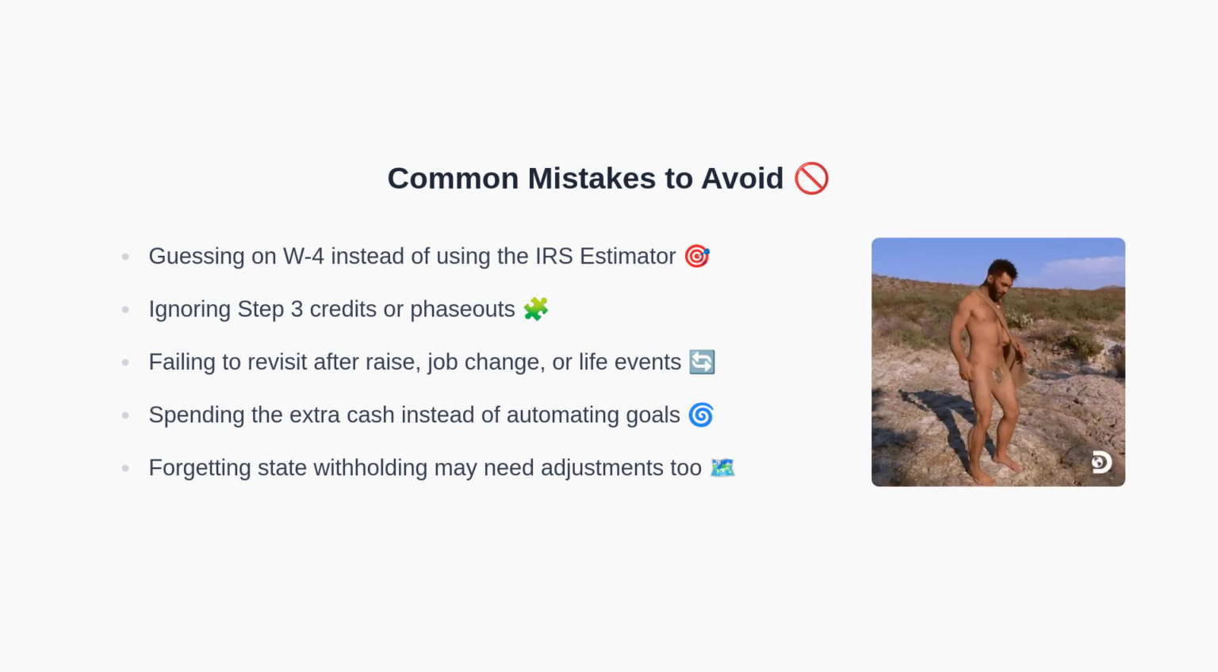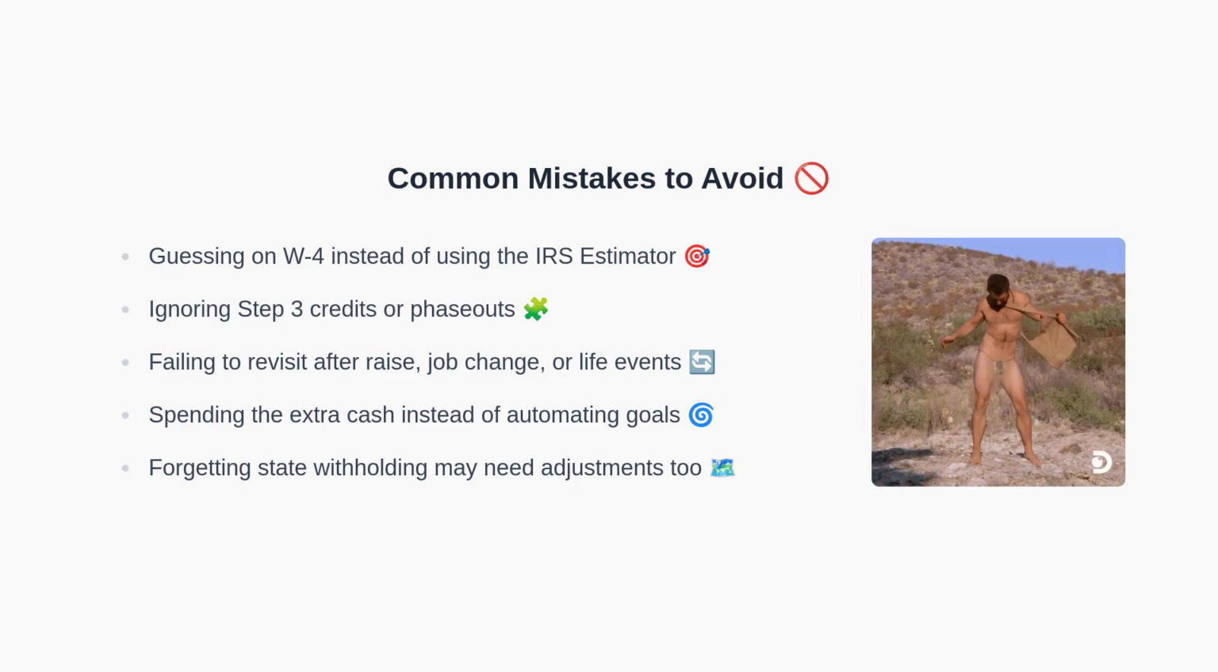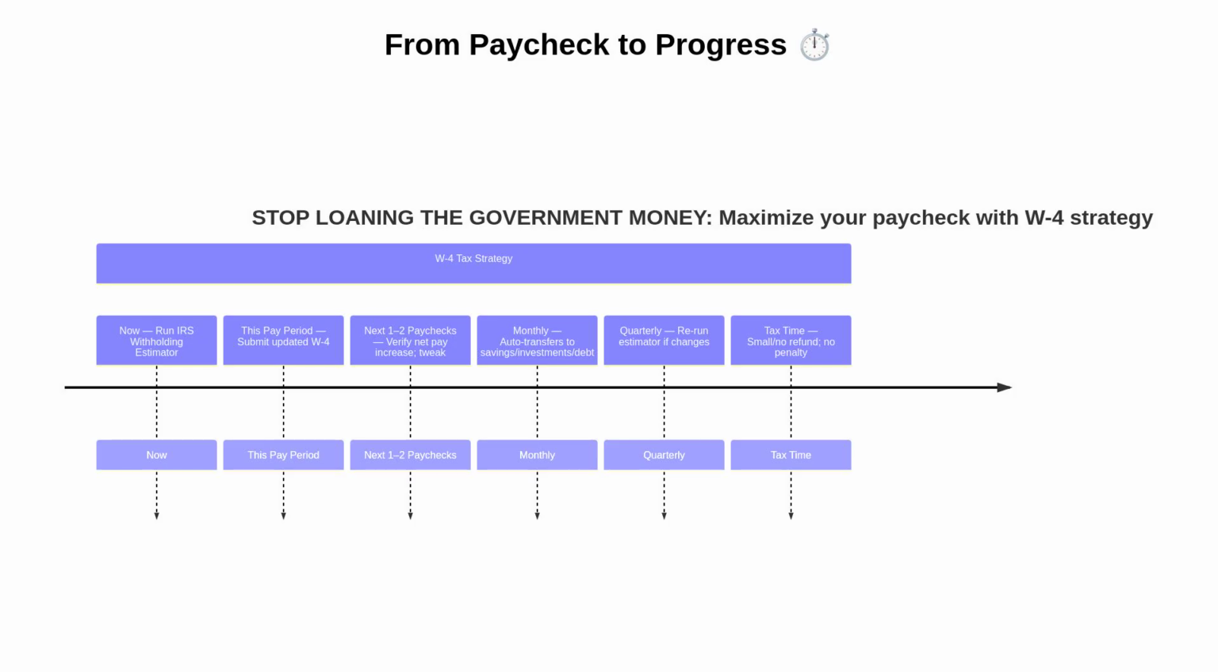To visualize your new rhythm, let's look at a timeline. This timeline shows the process from running the IRS estimator to submitting an updated W-4 in the current pay period. Over the next 1 to 2 paychecks, you verify the increase in net pay and make any required tweaks. Each month, automated transfers move the extra funds to savings, investments, or debt payoff. Quarterly, you rerun the estimator if anything changes. At tax time, the goal is a small or no refund without penalties.